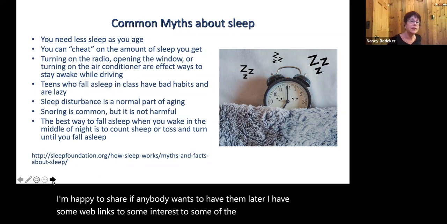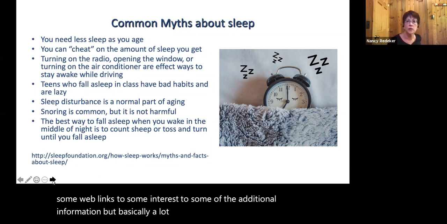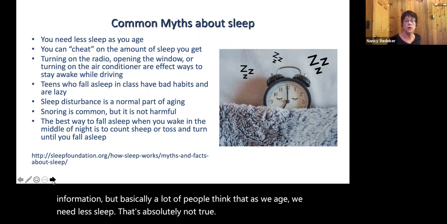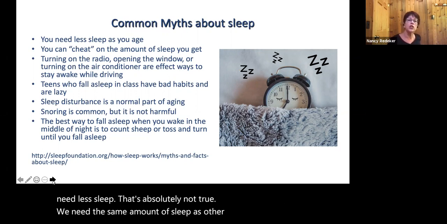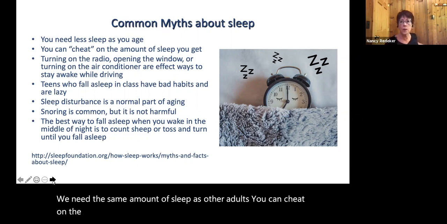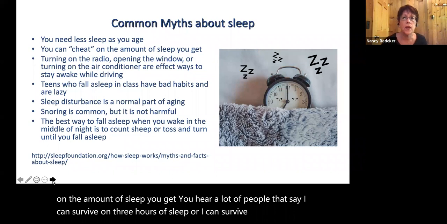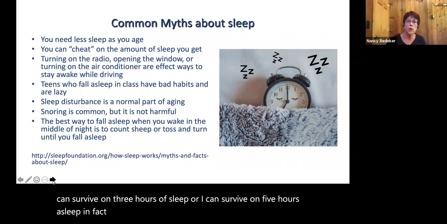But basically, a lot of people think that as we age, we need less sleep. That's absolutely not true. We need the same amount of sleep as other adults. You can cheat on the amount of sleep you get. You hear a lot of people say, I can survive on 3 hours of sleep, or I can survive on 5 hours of sleep. In fact, there are very few people for whom that's genetically true.